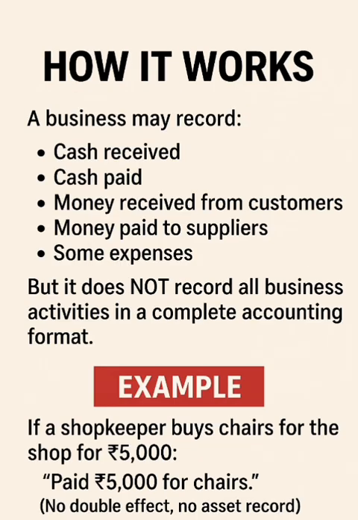How it works: a business may record cash received, cash paid, money received from customers, money paid to suppliers, some expenses. But it does not record all business activities in a complete accounting format. Example: if a shopkeeper buys chairs for the shop for Rs 5,000, single entry record might be paid Rs 5,000 for chairs. No double effect, no asset record.